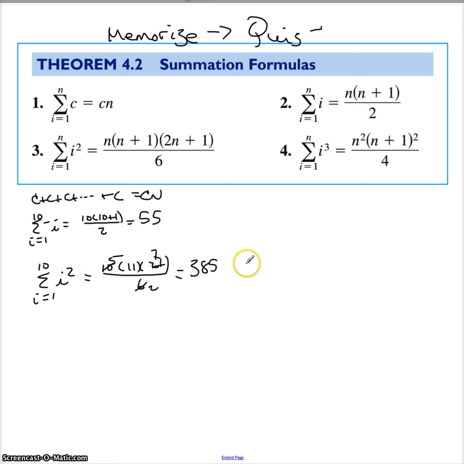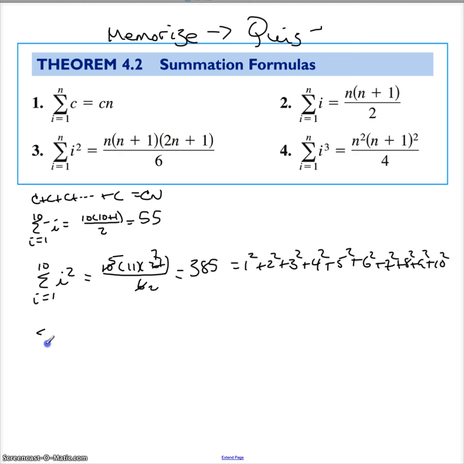Now, you see how much easier this is than adding up 1 squared plus 2 squared plus 3 squared plus 4 squared plus 5 squared plus 6 squared plus 7 squared plus 8 squared plus 9 squared plus 10 squared. I mean, we'll do this in class, and you're not going to like it. This is much easier.